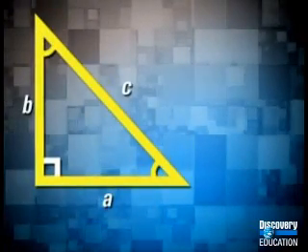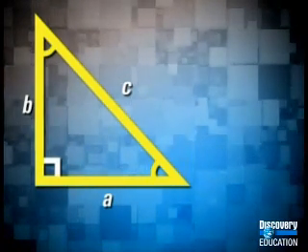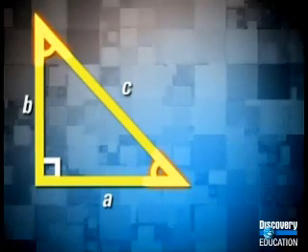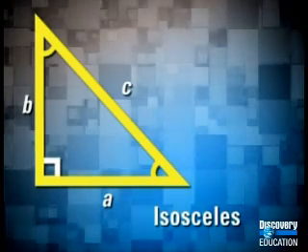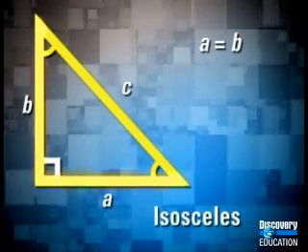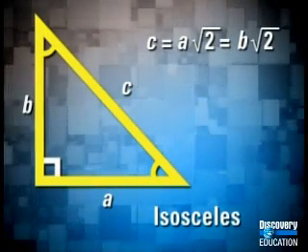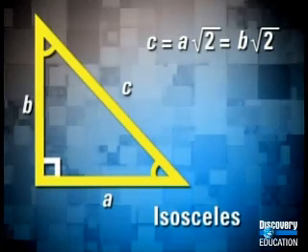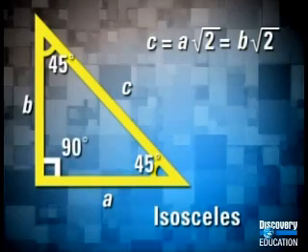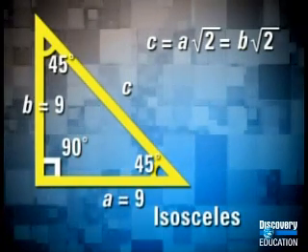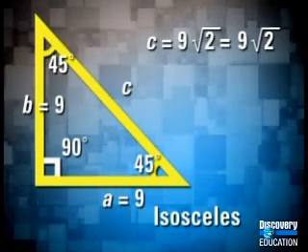Another special right triangle has angles measuring 45 degrees, 45 degrees, and 90 degrees. Since the triangle has two congruent angles, this type of right triangle is also an isosceles triangle. In an isosceles right triangle, the legs are always congruent, and the length of the hypotenuse is always the product of the length of a leg and the square root of 2. If a right triangle with angle measures 45 degrees, 45 degrees, and 90 degrees has two legs of length 9, then the hypotenuse must have the length of 9 times the square root of 2, or about 12.7.